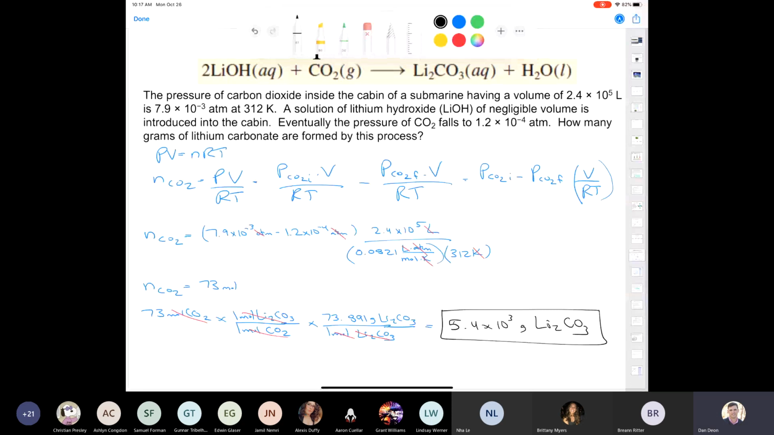5.4 times 10 to the 3 grams. You could just say 5.4 kilograms, if you don't need 2 sig figs. By the way, give me a thumbs up if you follow me on that one. Kind of an interesting problem, isn't it?